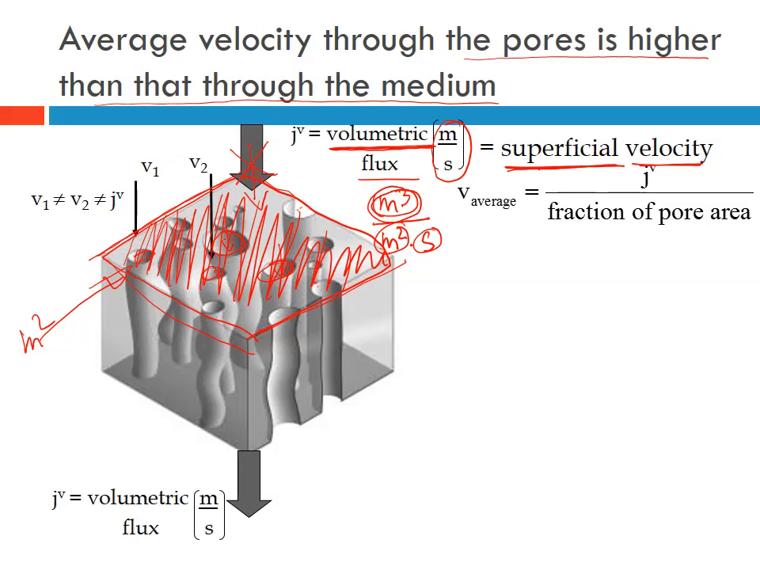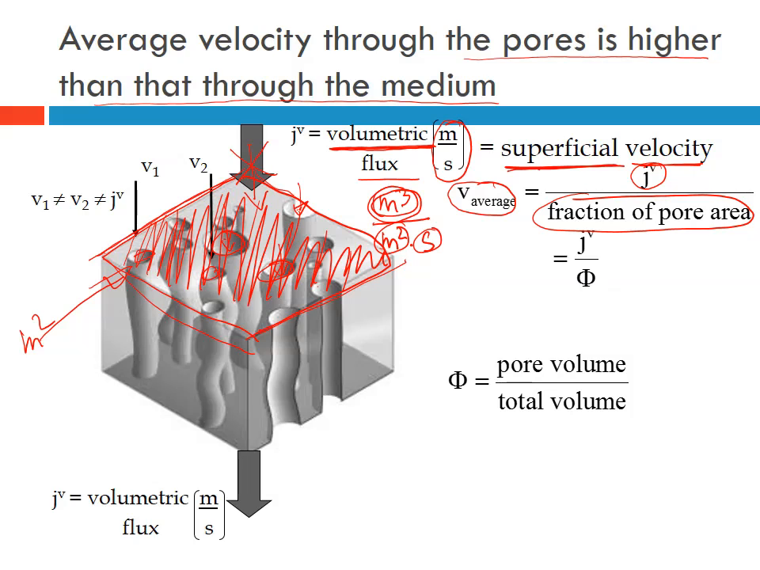So then, in reality, the average velocity of the fluid, the real velocity of the fluid, would be this superficial velocity divided by the fraction of pore area, which means the average velocity would always be higher. By the way, the fraction of the pore area, you can approximately think of that as pore volume divided by total volume. Even though we're talking pore area over total area, as an example, if the tubes are all straight, then it'll be the same fraction.